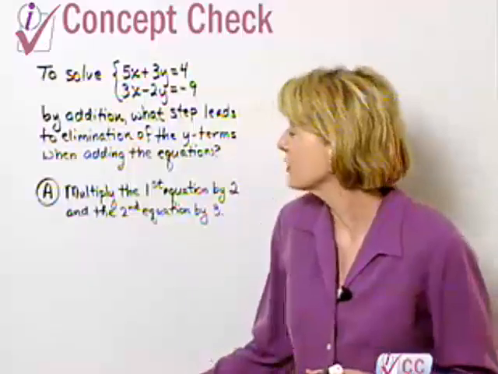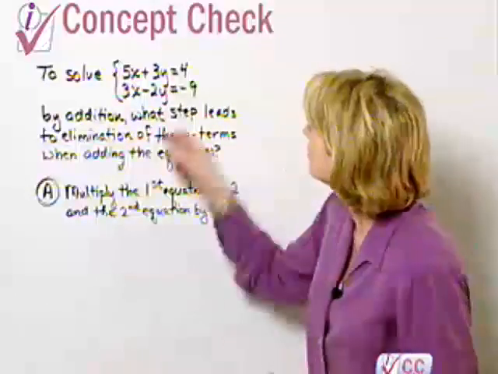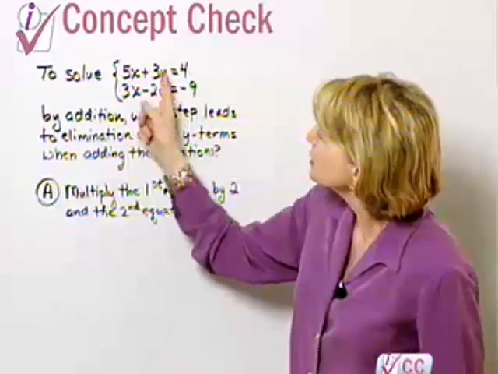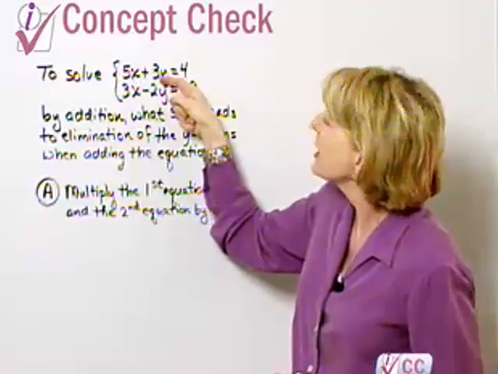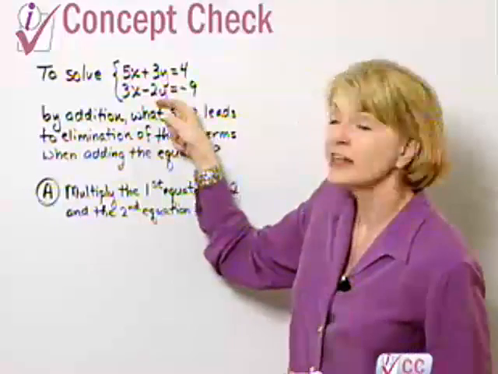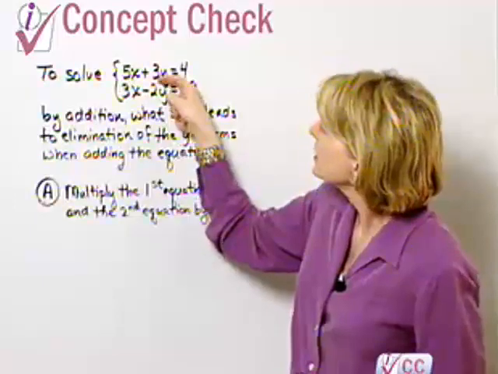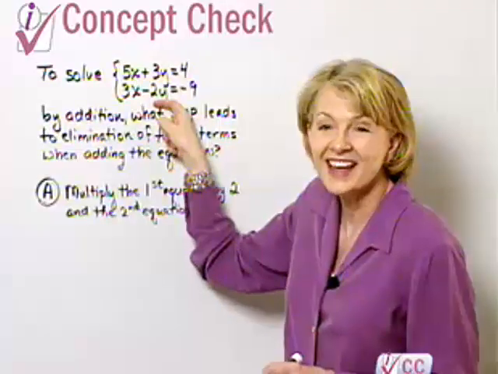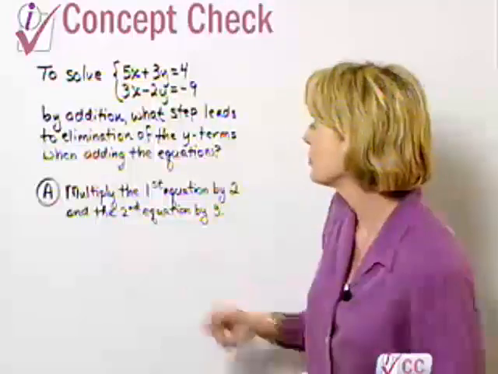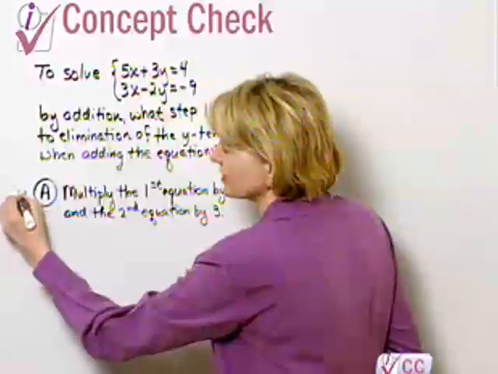Choice A is the correct choice. Look at this system. To eliminate the y terms, if I multiply the first equation by 2 and the second equation by 3, first equation has 6y, second equation has negative 6y. So choice A is the correct choice.